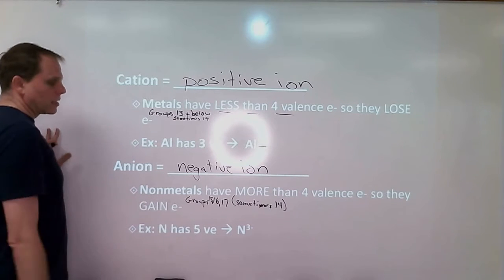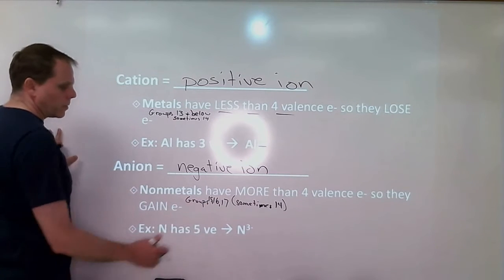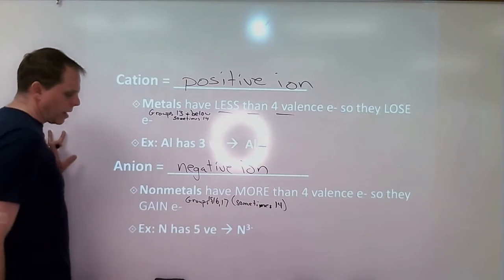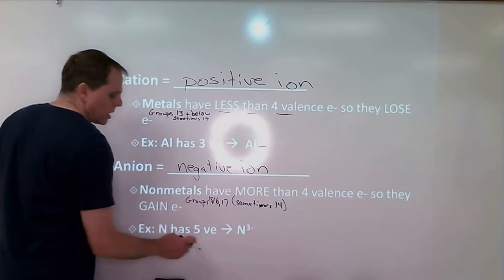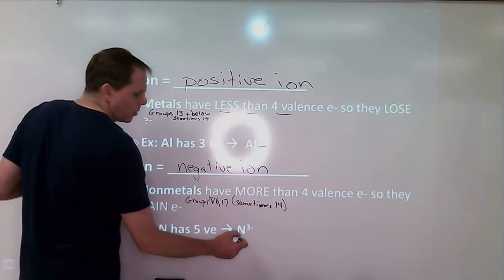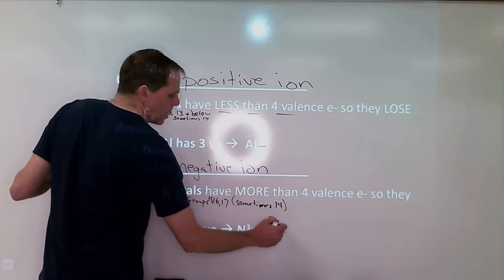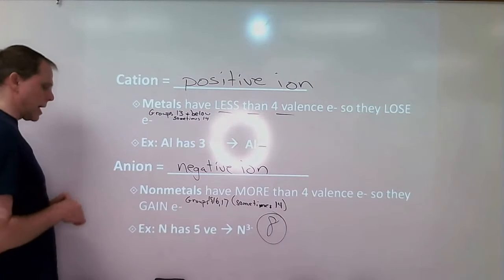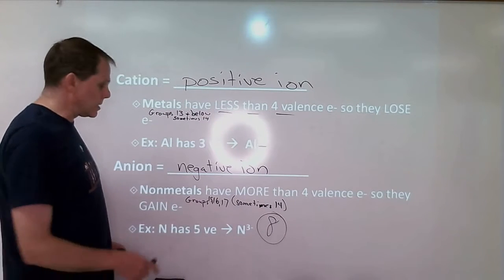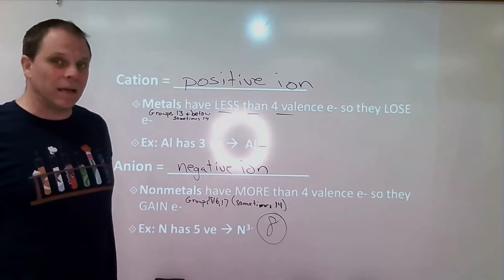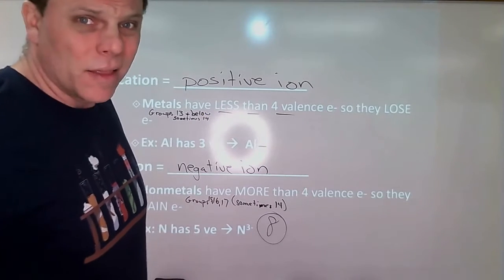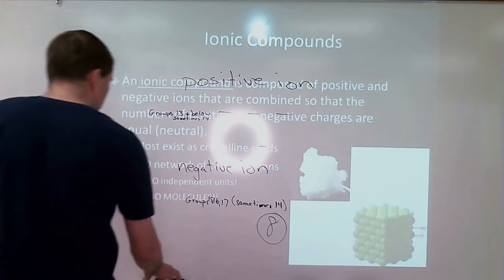These guys are going to gain electrons. So if you're in group 15, you're going to gain 3. Group 16 is gaining 2. Group 17 is gaining 1. And remember, nitrogen has 5 valence electrons. It wants to get 3 more, because it's trying to get to that 8 number. It's trying to get to the octet. They want to be like the noble gases. Notice I didn't include group 18 here. Group 18 doesn't form ions. They're already stable. They don't want to form an ion.